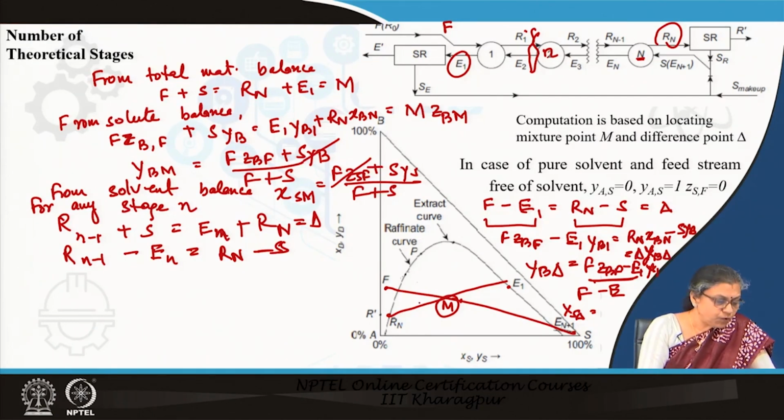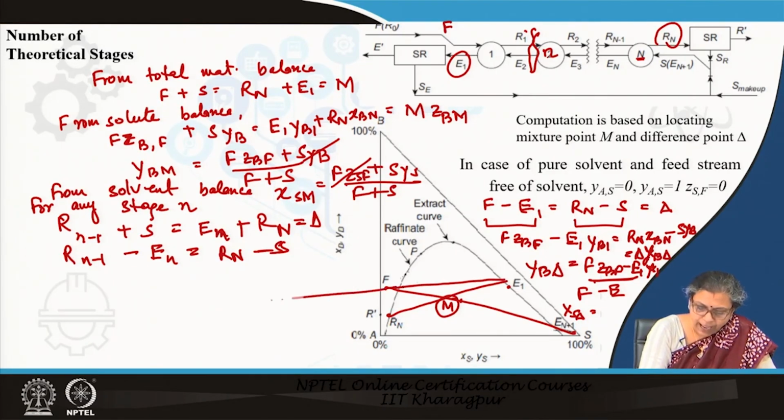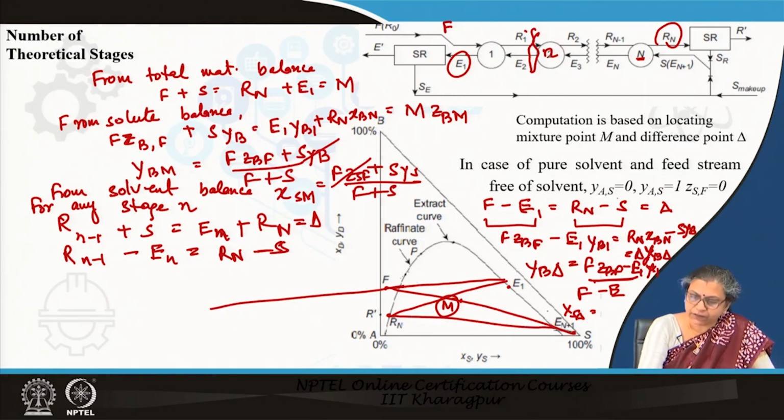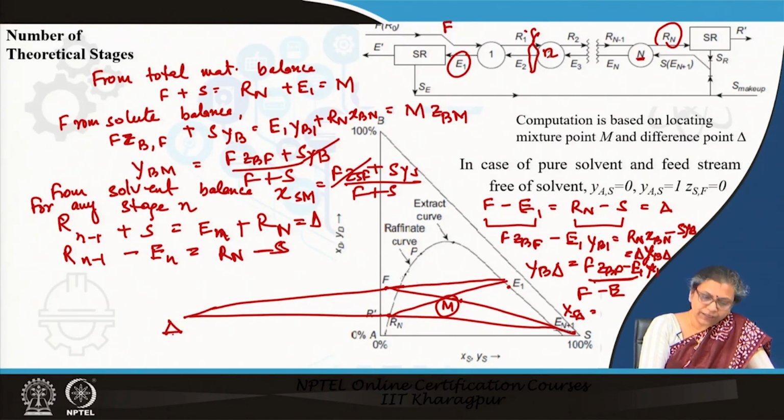So, therefore, from here what do we get? We get that if suppose we have a point, say F E1, suppose I join F E1 and I extend it this side, I join Rn minus 1 and En, or if it is En minus 1, and I extend it here, and I find that it joins at a point delta.